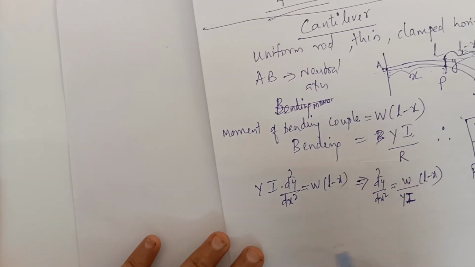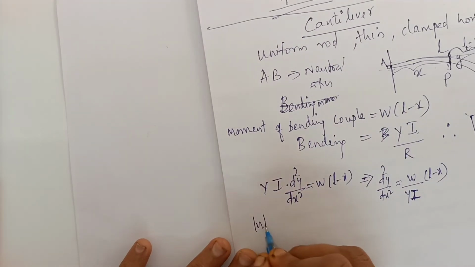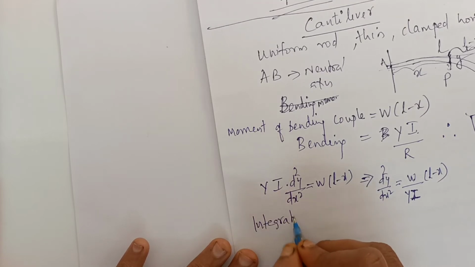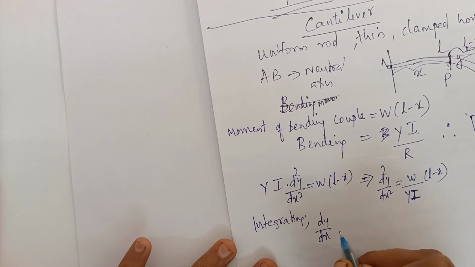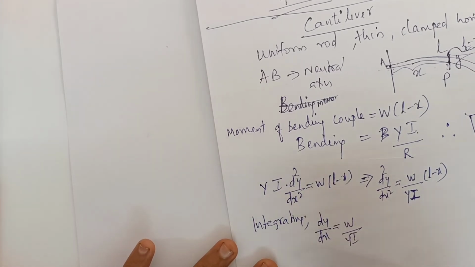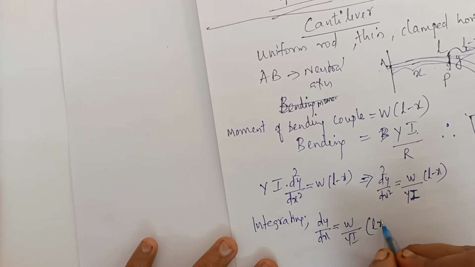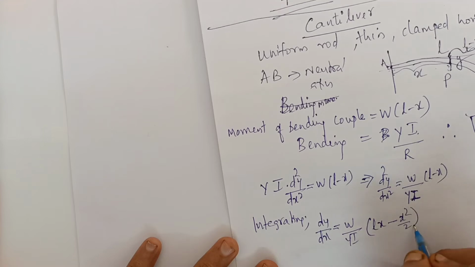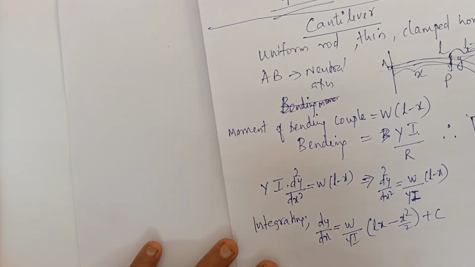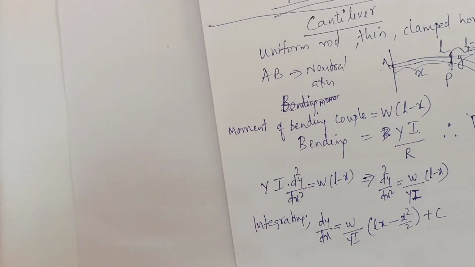So shall we integrate? On integrating, d square y by dx square will become dy by dx. W by YI is a constant. When you are integrating L dx, you will get Lx minus, integrating x, x square by 2, plus a constant, say c. Okay. Now c is the constant of integration.